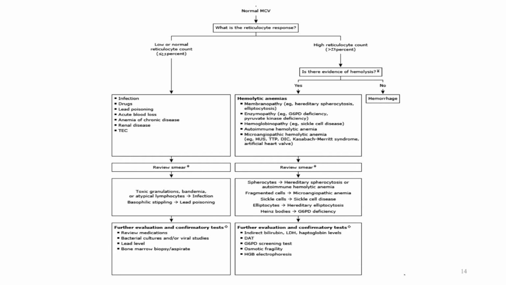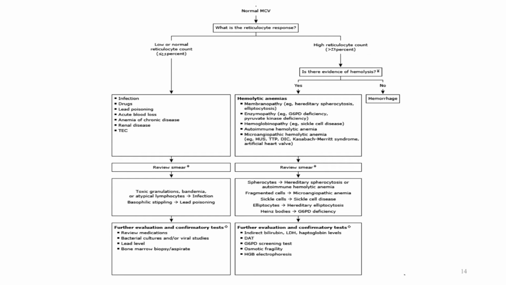The second possibility is a patient with low Hb, normal MCV, with a high reticulocyte count, that is more than 2.5%. Then there are chances of hemolysis. So we will look for any evidence of hemolysis. If the answer is yes, then the possibility of hemolytic anemia is there.